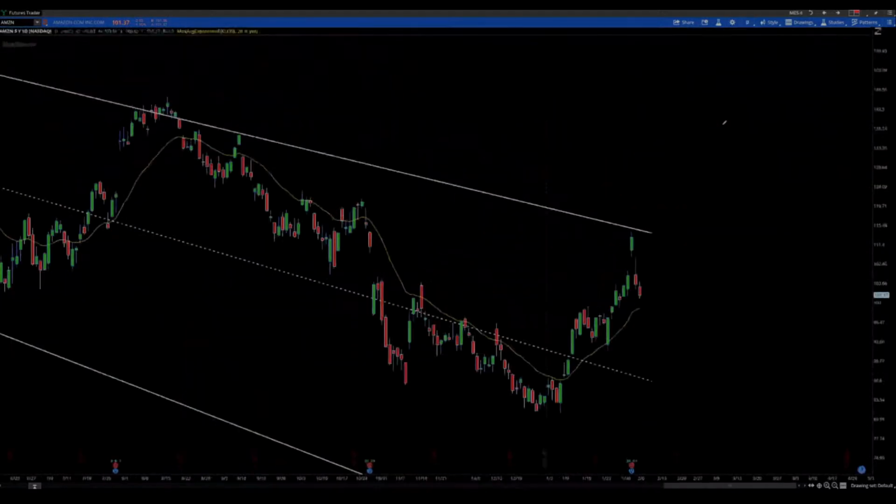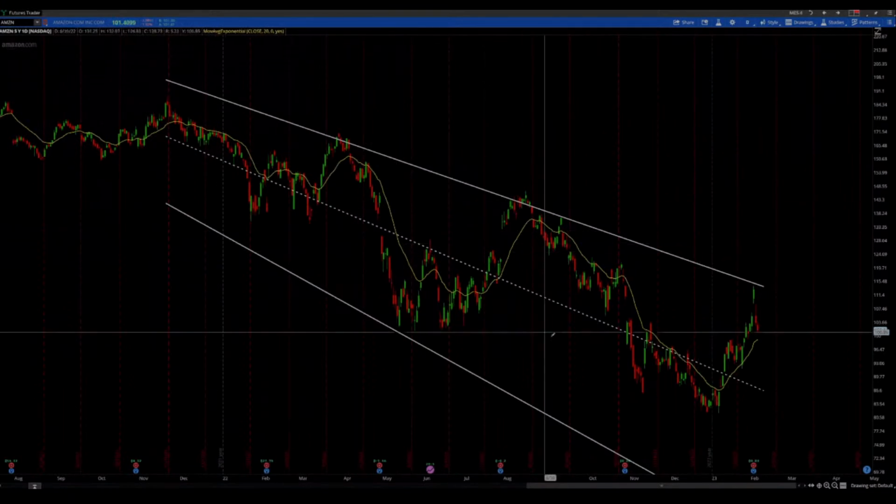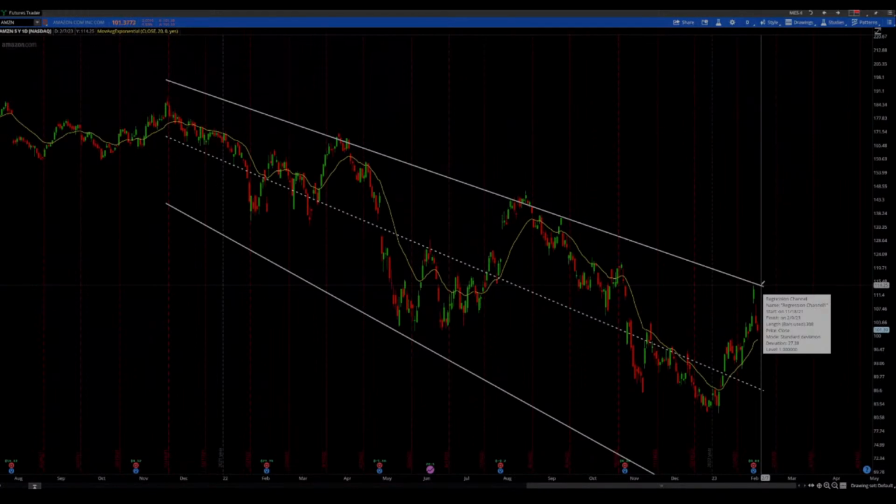Let's zoom in a little bit more into the daily, and let's look at what the daily does with our regression channel, our expanding megaphone pattern, really big. So we're coming back up to the top of that area.